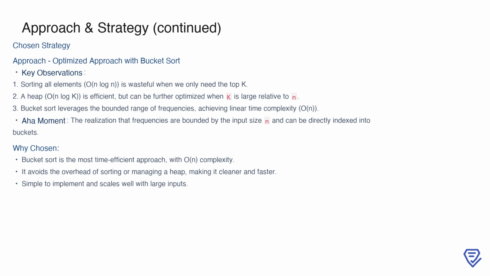The bucket sort, on the other hand, takes advantage of the fact that frequencies are bounded by the input size, enabling us to achieve linear time complexity. This realization was a turning point, as it allows for a direct and efficient way to retrieve the top k frequent elements without unnecessary computations. The simplicity and scalability of bucket sort make it the best fit for this problem.